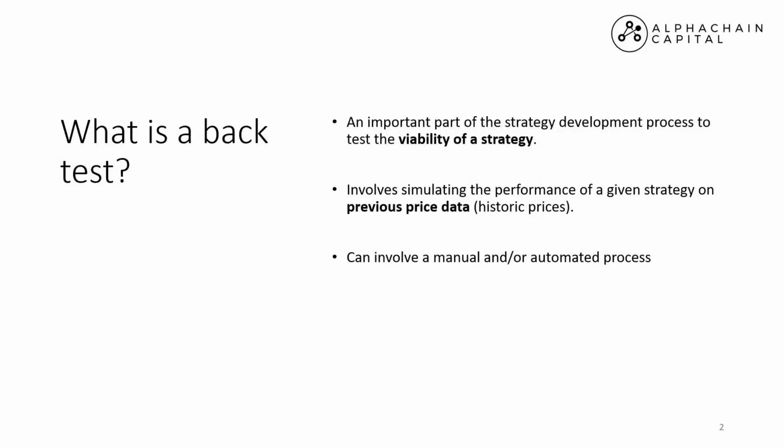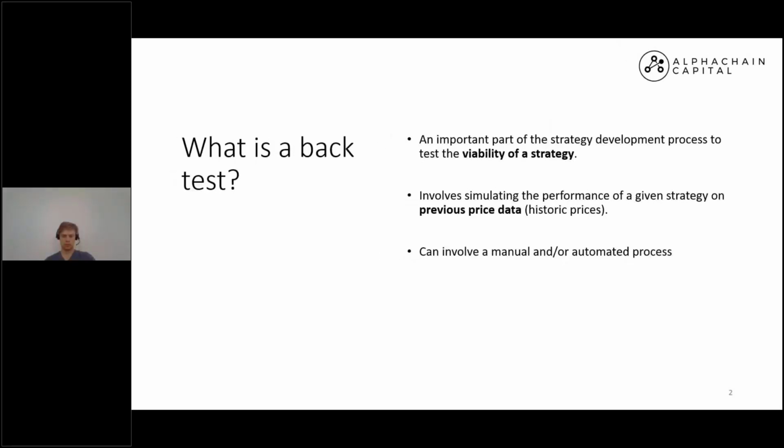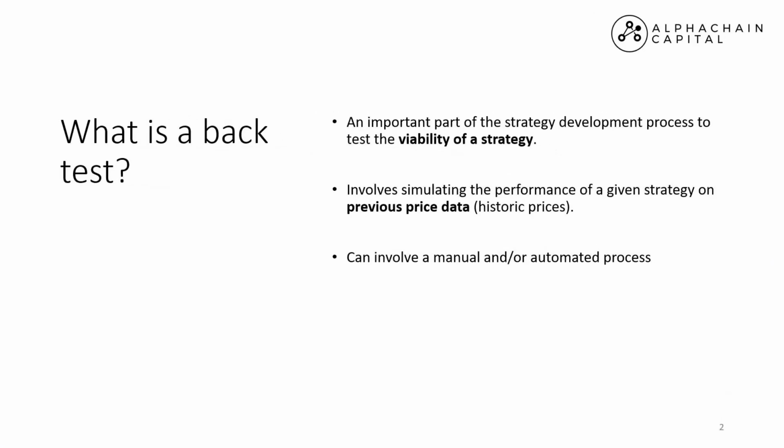Good. Okay, so to begin, let's talk about what is a backtest. Some of you already know what this is, but for those new guys, there are three key parts to describe it. It's an important part of the strategy development process to test the viability of a strategy. So how likely is this strategy going to be successful in live trading? Next, it involves simulating the performance of a given strategy on previous price data. So if we go back in time and test a strategy on previous prices, how would it have performed? And you can involve a manual or automated backtest process. So we'll go into both of those a little bit later. But there's two types of ways we can do a backtest.